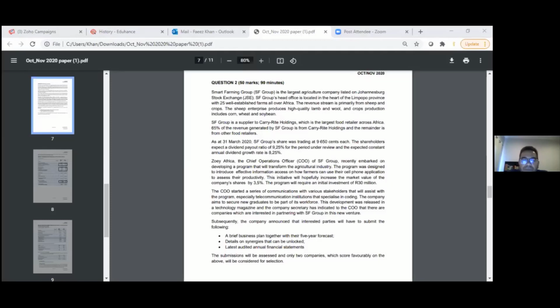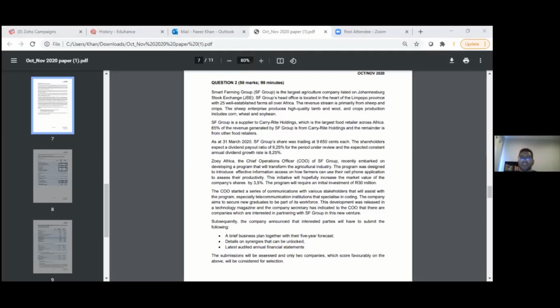Zoe Africa, the Chief Operations Officer of SF Group, recently embarked on developing a program that will transform the agricultural industry. The program was designed to introduce effective information access on how farmers can use a cell phone application to assess their productivity. This initiative will hopefully increase the market value of the company's shares by 3.5%. The program will require an initial investment of 30 million rand.